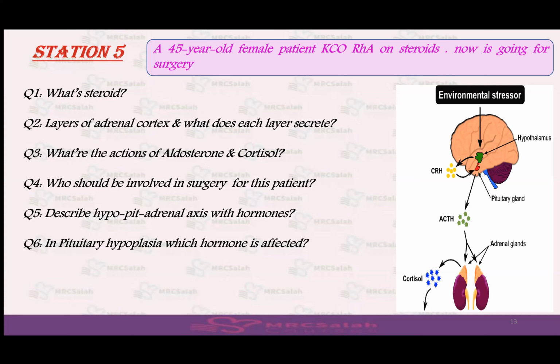In pituitary hypoplasia, which hormone is affected? Dr. Mustafa. ACTH. ACTH hormone. Dr. Shaima, in adrenal insufficiency, which hormone is affected? The cortisol as well as aldosterone.